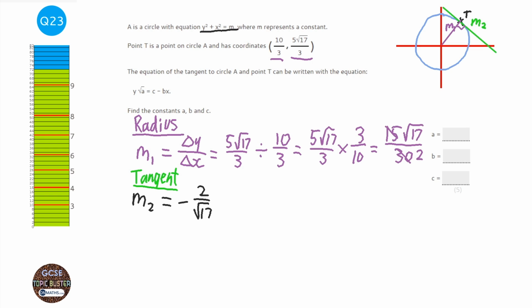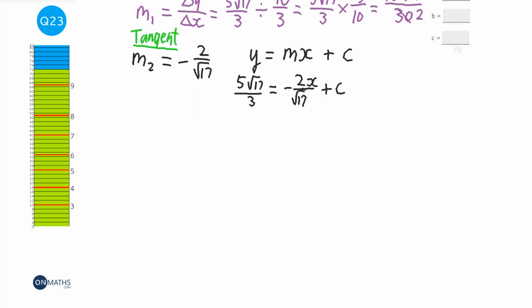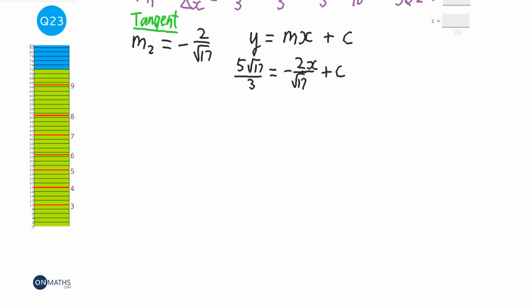So we're going to do y equals mx plus c. Now we know a y coordinate, which would be 5 root 17 over 3, because that's both on the radius and the tangent. So we know what the m is, which would be -2 over root 17, and that's going to be times by the x. So I put the x up there, plus c. So I'm going to put my lines in. I'm going to give myself a little bit more room here, because I think it's quite easy to get congested. So let me have my straight lines down.